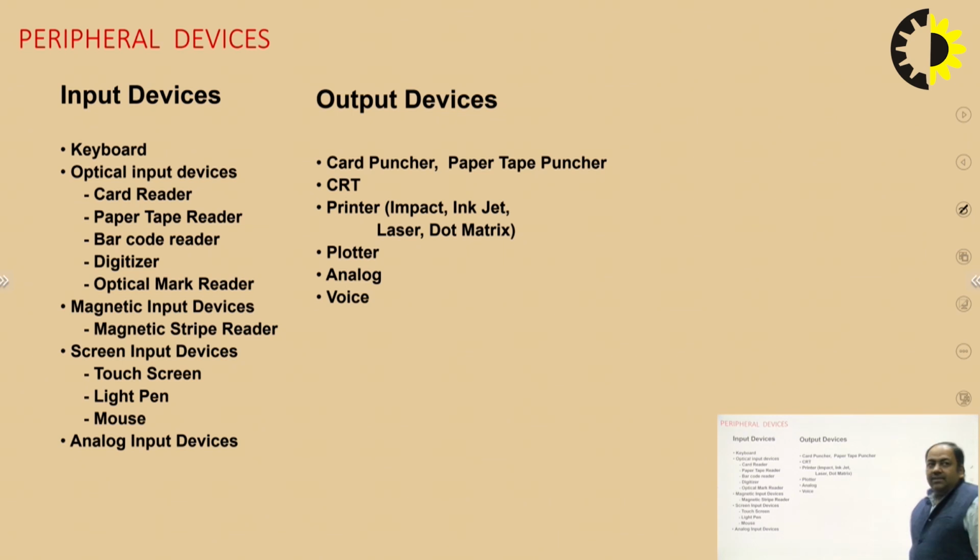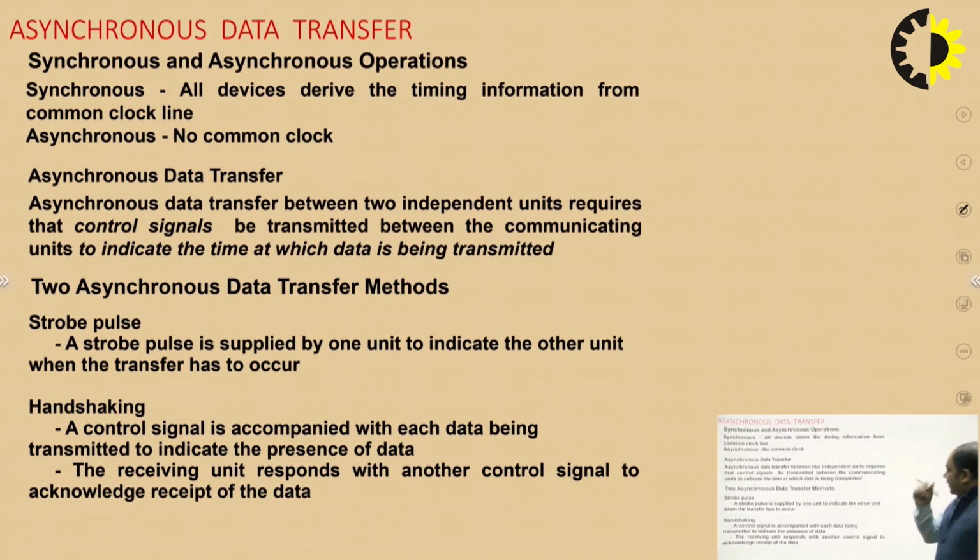Now the second thing is how they communicate with the CPU or the main memory. There are two types of transfer: one is synchronous transfer and another is asynchronous transfer. Today I am going to discuss asynchronous data transfer.